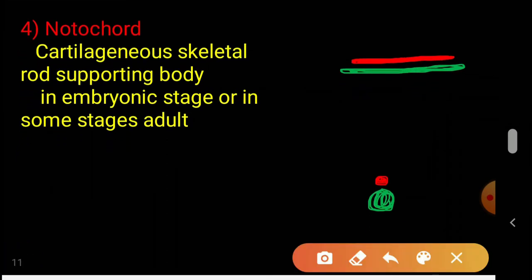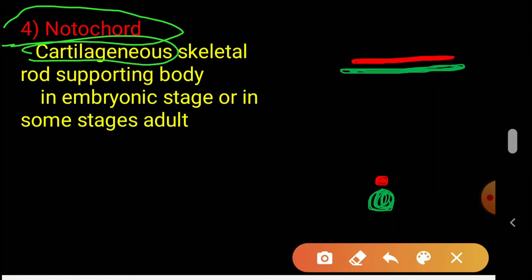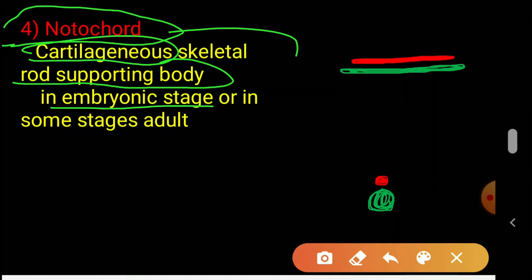The next criterion is the notochord. Remember, in primitive, undeveloped organisms, instead of a vertebral column, they have a notochord. This notochord is made up of cartilage. That is the first difference: our vertebral column is made up of bones. It is a rod supporting the body in embryonic stages, when the organism is developing before birth. In some organisms it is also present in adulthood. That is called a notochord.